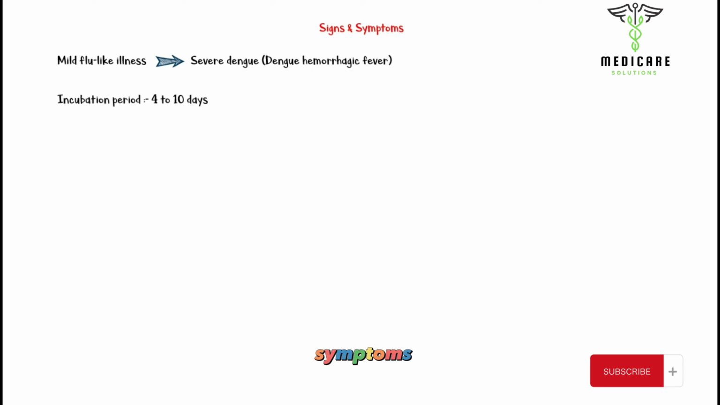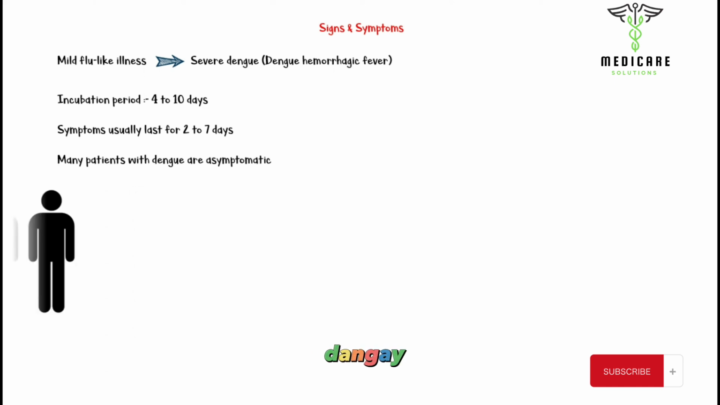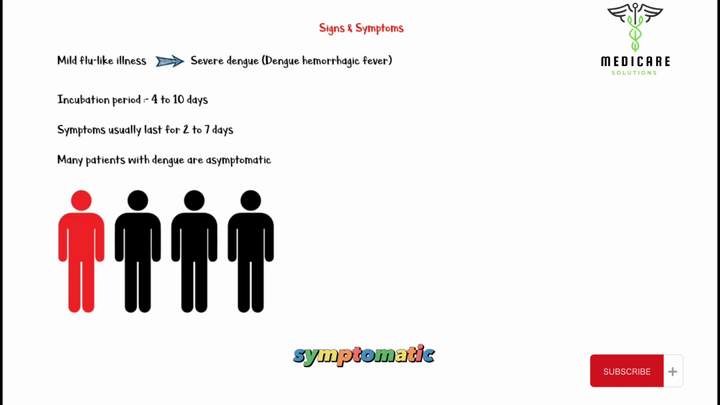Disease spectrum can range from a mild flu-like illness to a severe, life-threatening disease called severe dengue, which was previously known as dengue hemorrhagic fever. The incubation period of the virus is 4 to 10 days, and symptoms usually last for 2 to 7 days. Many patients with dengue are asymptomatic. Only 1 in 4 with dengue infection becomes symptomatic.